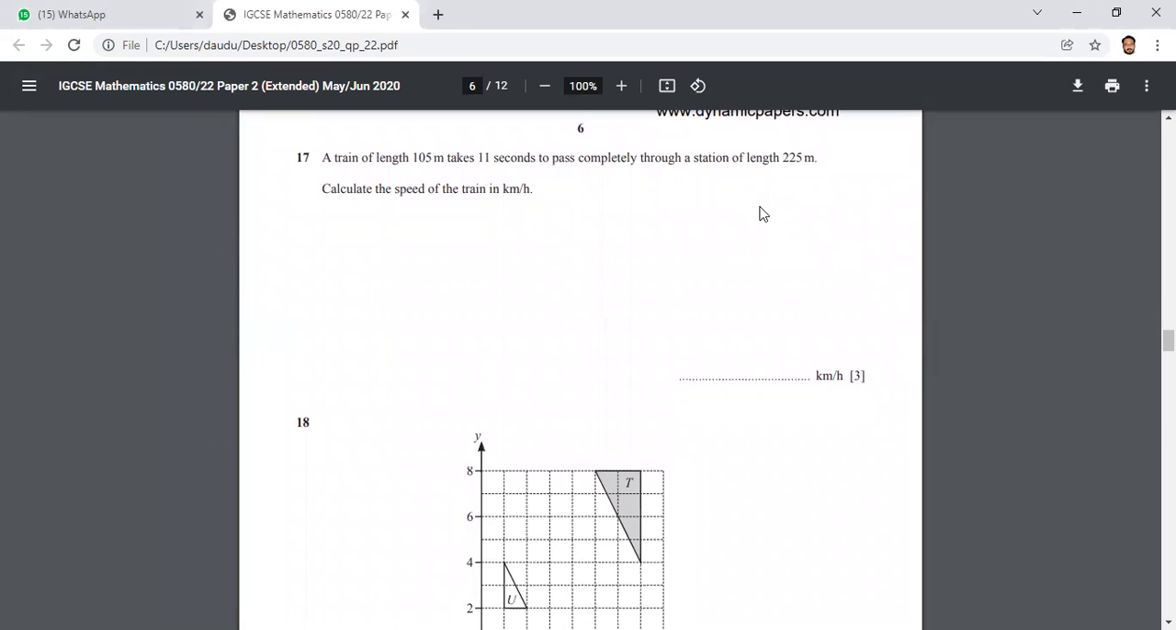Here, this question is about speed, time, and distance. A train of length 105 meters takes 11 seconds to pass completely through a station of length 225 meters. Calculate the speed of the train in kilometers per hour. Firstly, you find the total distance. The length of the station is 225 meters, whereas the length of the train is 105, because the train's length is not on the station at the start. So we have to count the total length. That is the distance.